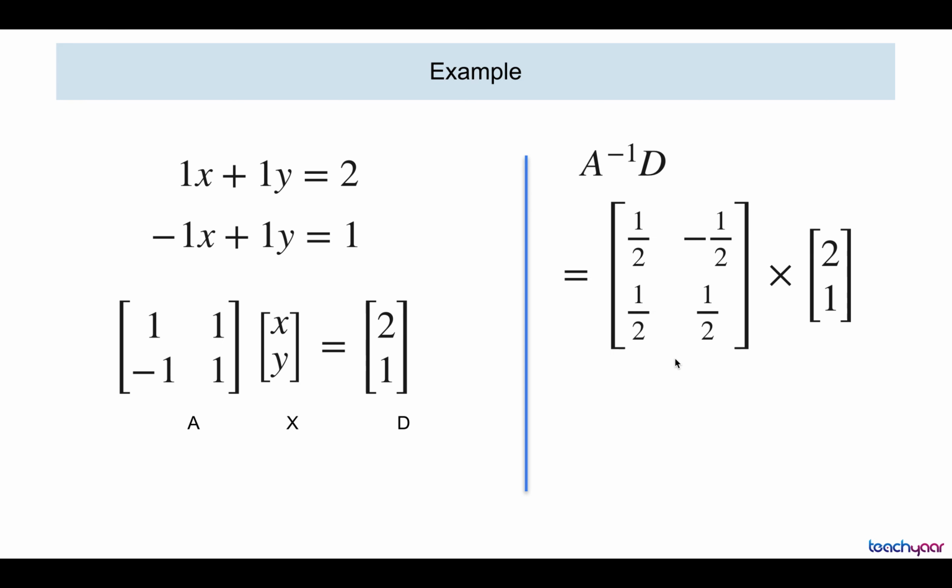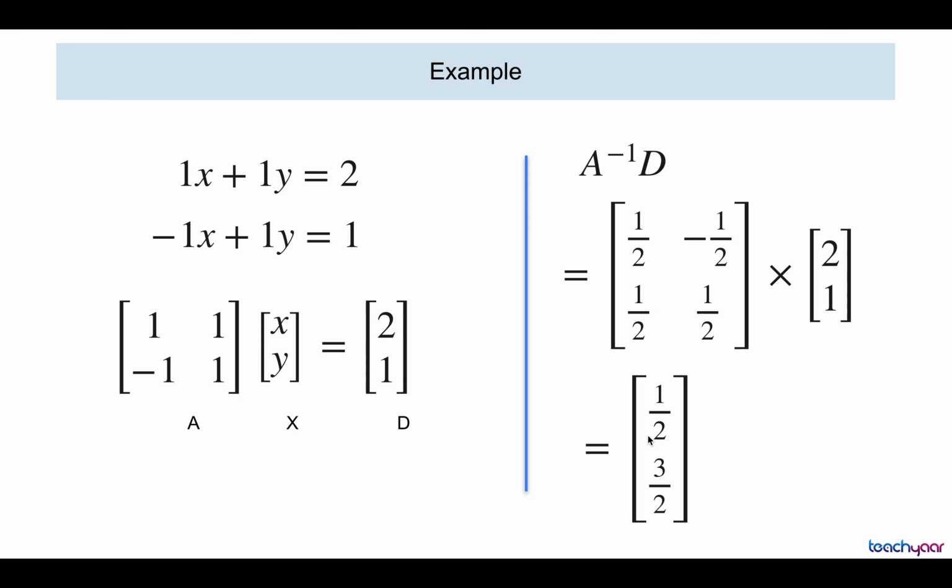And again, I've computed this. Please go and try it out on a piece of paper so you get familiar with the inverse. If you have any doubts with this, check out our previous video on computing the inverse. So this is the inverse. You multiply that by 2, 1 and you get 1 by 2 and 3 by 2.